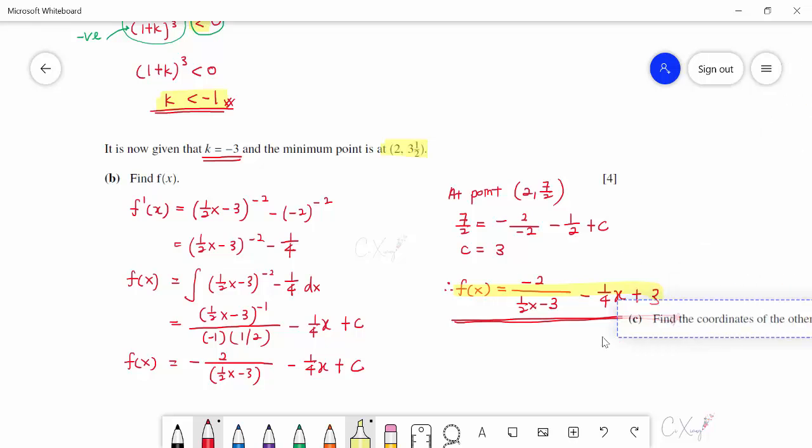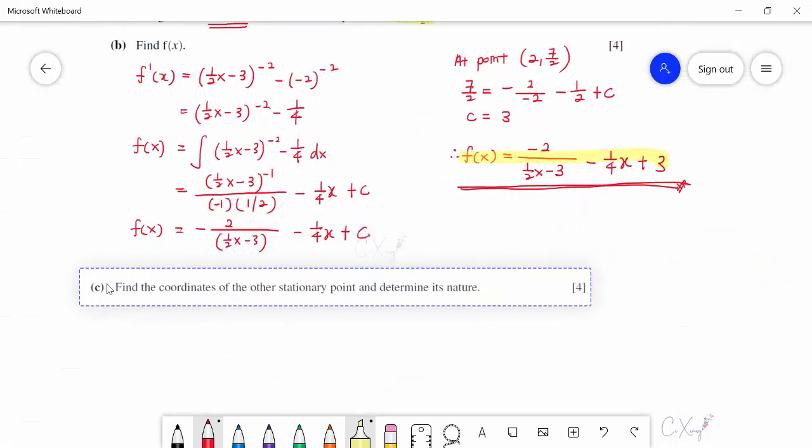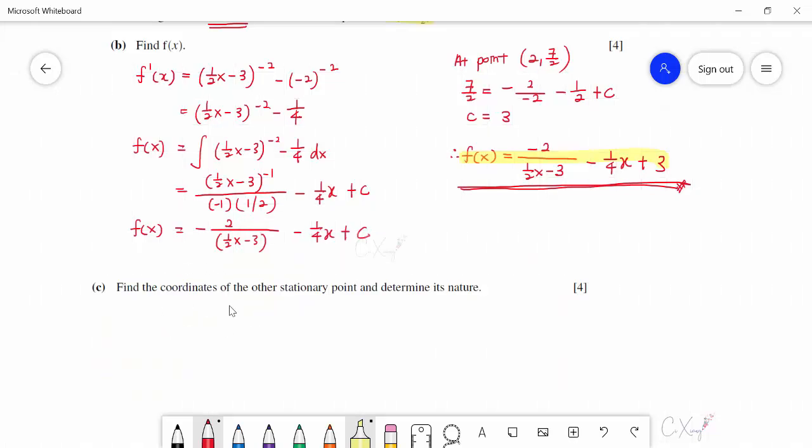Alright, then now we continue to part C. Okay, so for part C, they want us to find the coordinates of the other stationary point and also determine the nature. So to find the other stationary point, we need to let f prime x equal to 0. So when f prime x equals 0, it means that we are having 1 over half x minus 3 to the power negative 2 minus 1 over 4 equals 0.